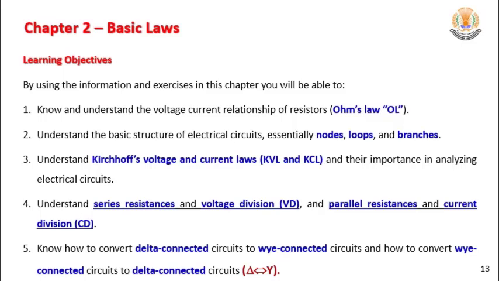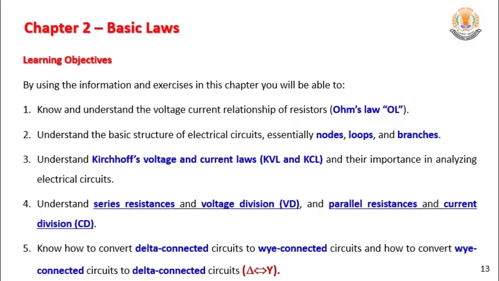We'll start chapter 2, and chapter 2 is very important because we will introduce to you basic laws. Okay? So we'll study here Ohm's law. We'll study what's meant by nodes, loops, and branches, and the correlation between them. We'll study Kirchhoff's voltage law, Kirchhoff's current law, or KVL and KCL.